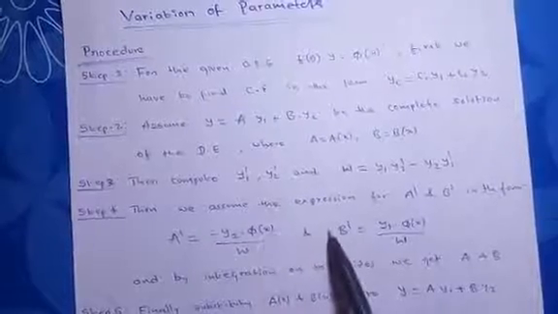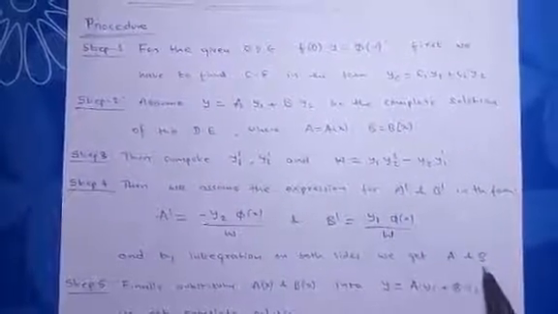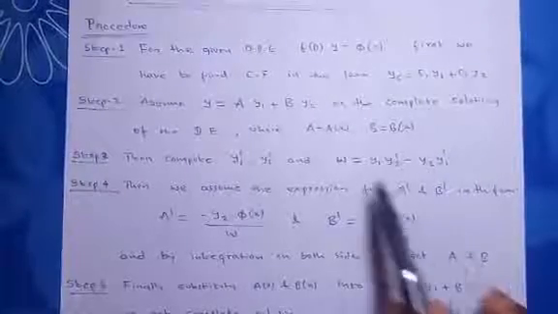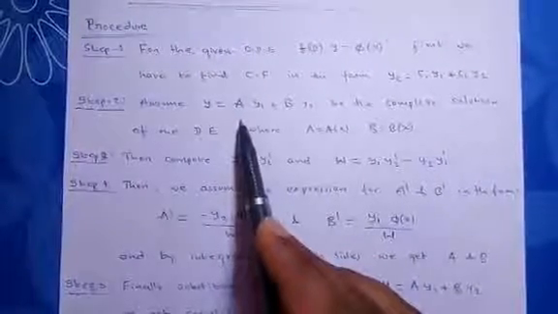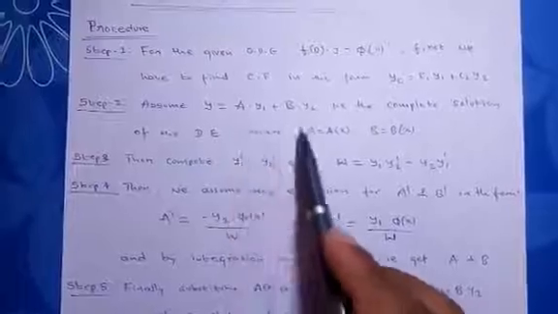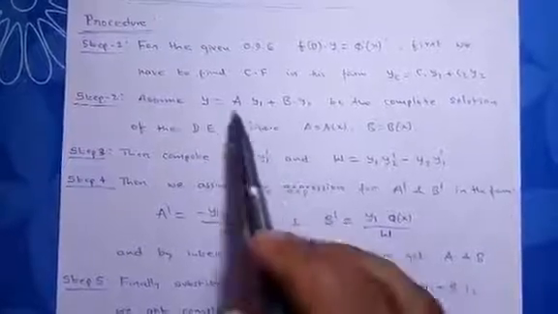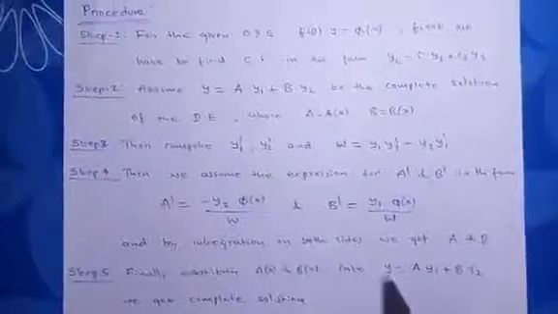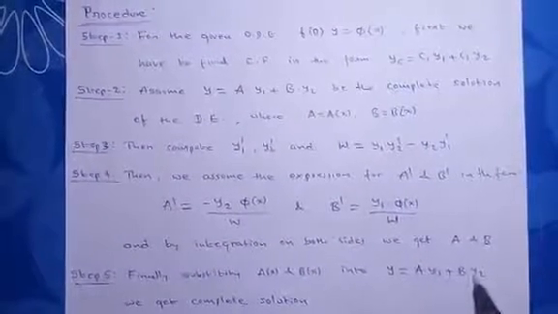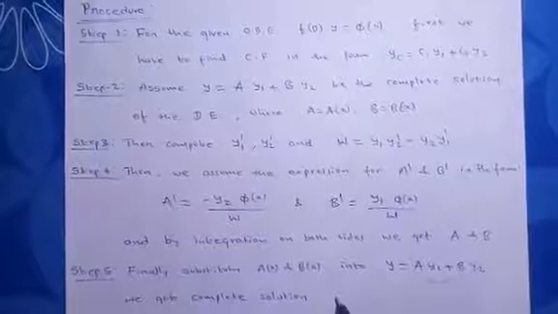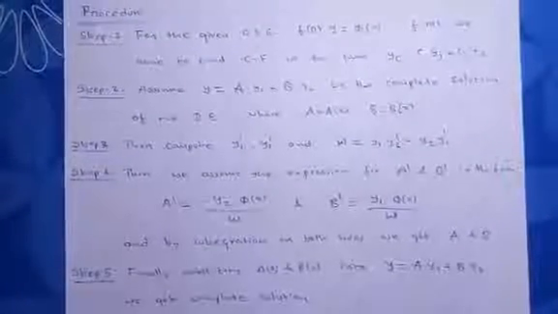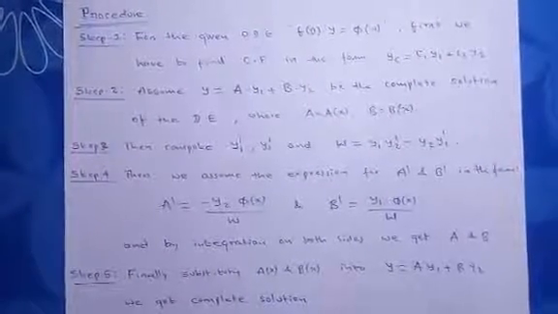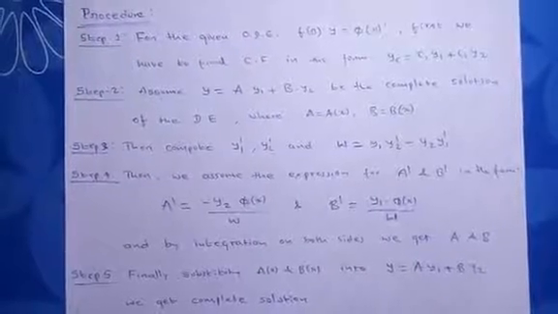These are A dash and B dash. By integrating on both sides, we get A and B. Substitute this A and B into our assumed complete solution, A into y1 plus B into y2. Substitute into the equation. You will get the complete solution of the given differential equation by the method of variation of parameter.